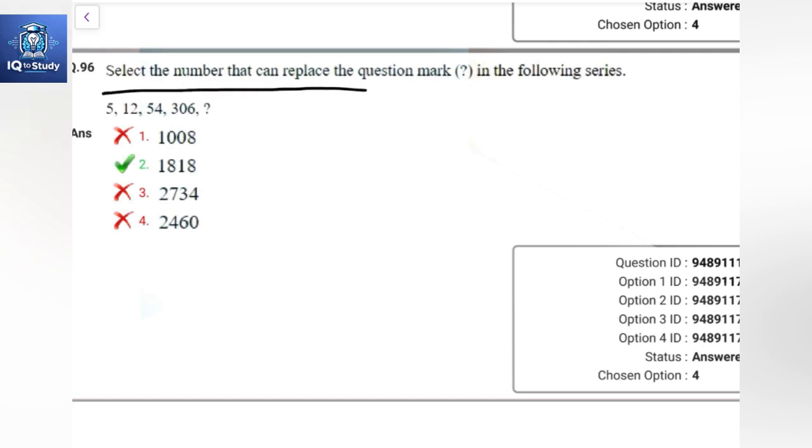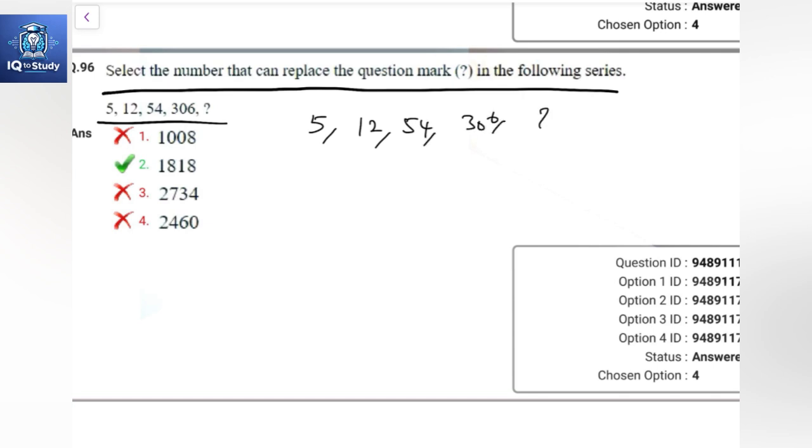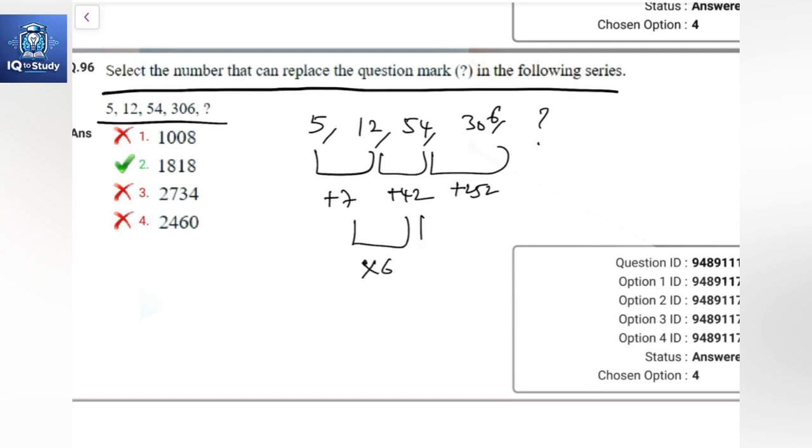Select the number that can replace the question mark in the following series. The given series is 5, 12, 54, 306 and question mark. The logic is like 5 plus 7 is 12 and 12 plus 42 is 54 and 54 plus 252 is 306, and here 7 into 6 is 42, 42 into 6 is 252.